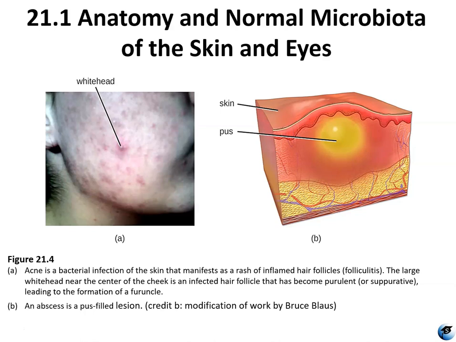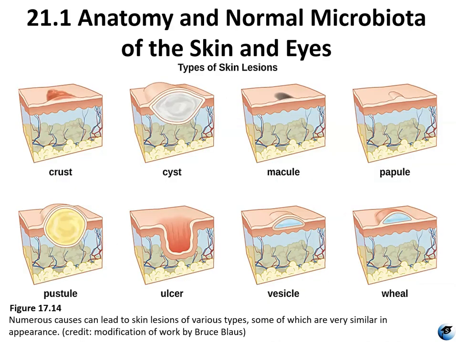And what I want to show you here is this is actually not just a pimple. We know it as a pimple, but it more specifically is known as an abscess. An abscess is the term given to a pus-filled lesion of the skin. In fact, we have many different types of skin lesions that you should know. So we just saw the abscess. That's a localized collection of pus under the skin.